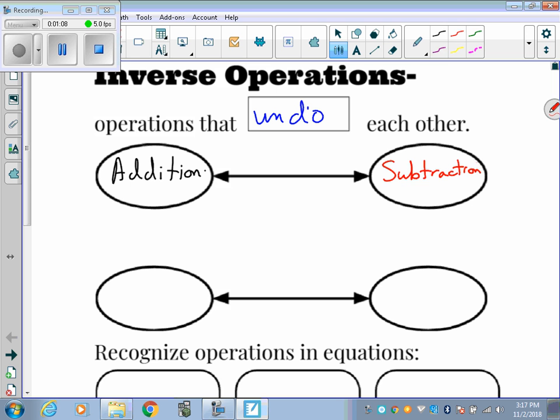The next one is multiplication. And of course I won't put it in the bubble because it's a thicker pen, but I wanted to use a little bit of color, and again you guys can too. And what's the opposite or the inverse of multiplication? That would be division.